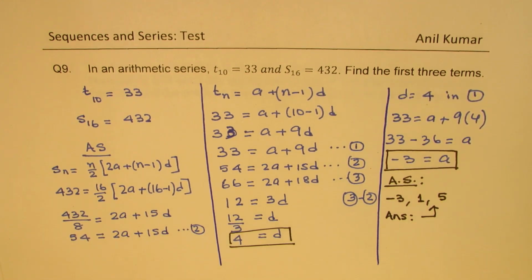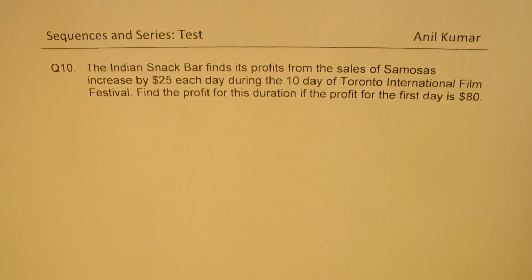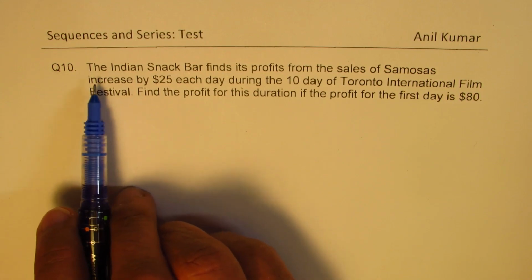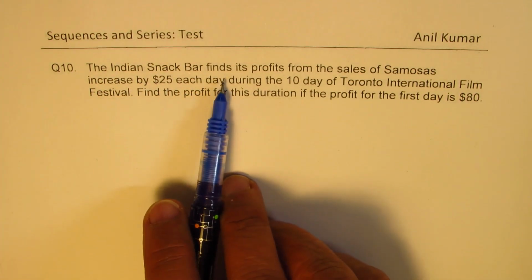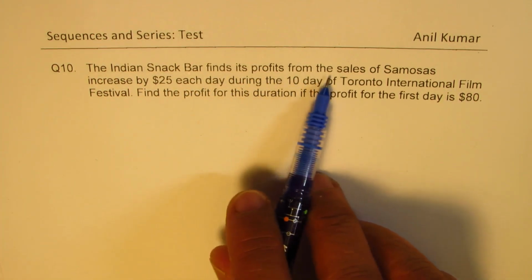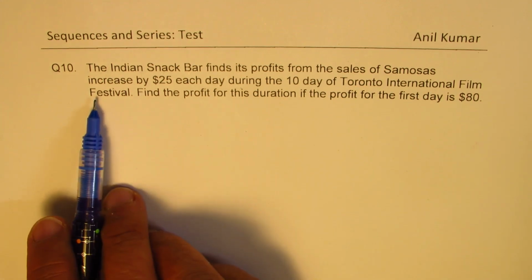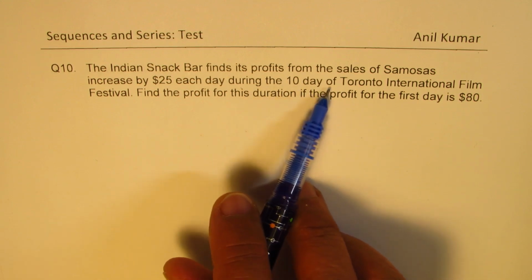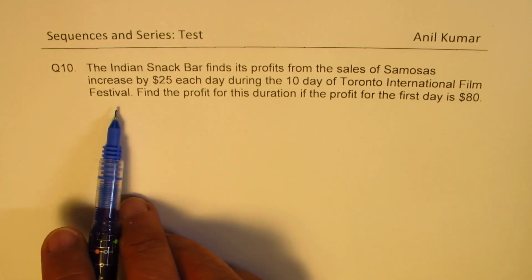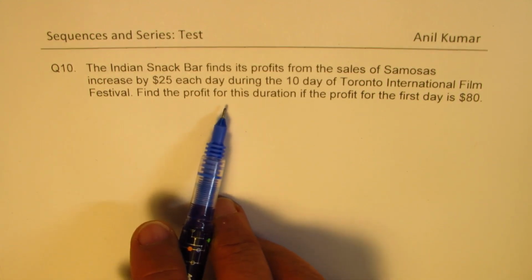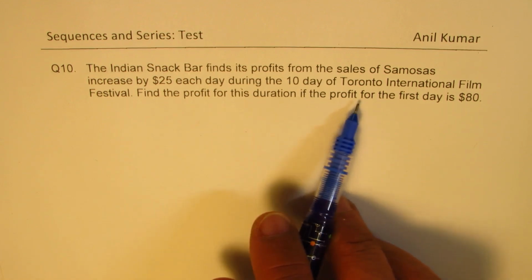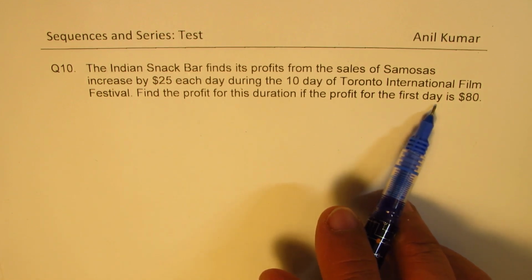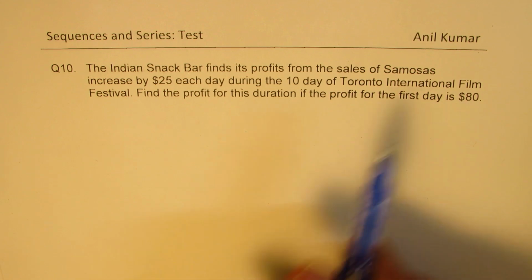Now let's move on and take up question number 10. Question number 10 is: an Indian snack bar finds its profits from the sales of samosas increase by $25 each day during the 10 days of the Toronto International Film Festival. Find the profit for this duration if the profit for the first day is $80.